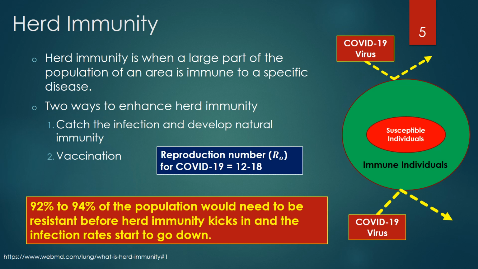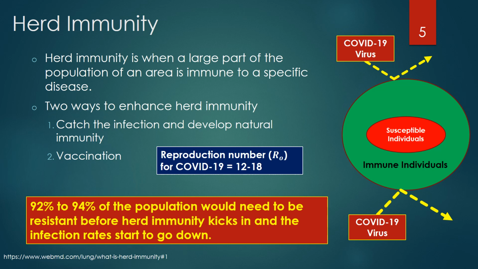There are two ways to enhance the herd immunity in a population group. One, catch the infection and develop natural immunity. And two, vaccination. When does a community reach herd immunity? It depends on the reproduction number, or R0, in epidemiology. The R0 describes the average number of people that a single person with a virus can infect if those people aren't already immune. The higher the R0, the more people need to be immune to reach herd immunity.